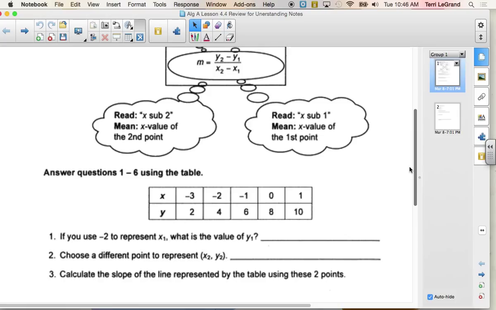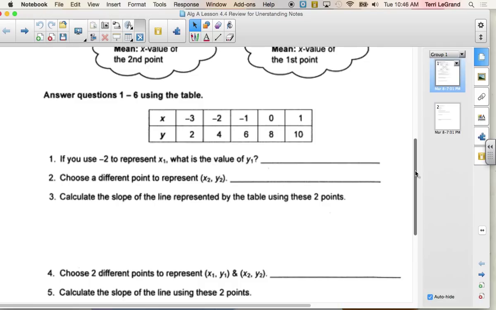How many points do we use in the slope formula? How many points do we actually use in the slope formula? Brighton? Just 2. Does it matter which 2? No, you get to pick, don't you? You get to pick. Okay, well, they're going to ask us some questions, though.